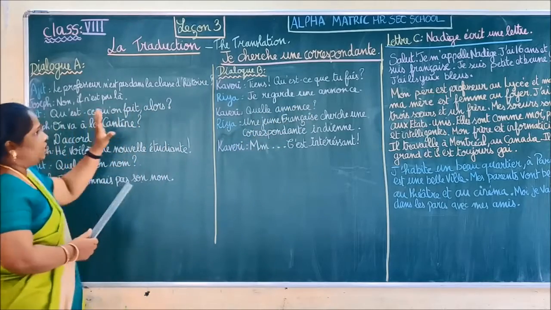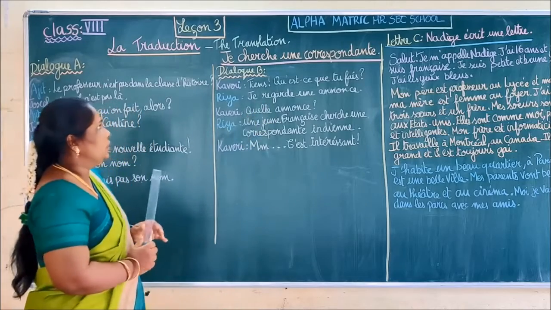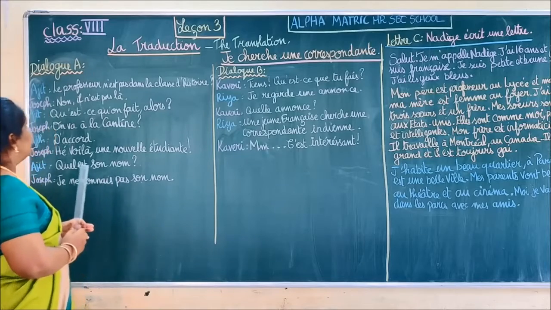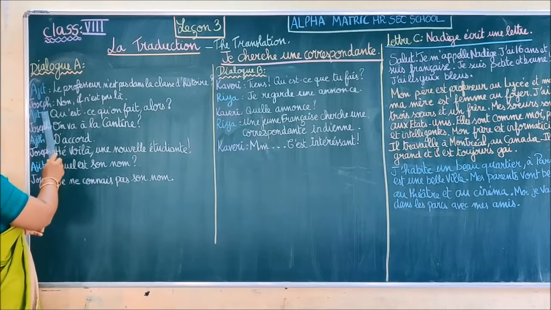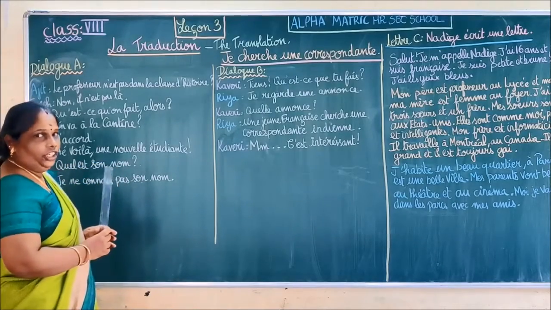So you have 3 dialogues. First we have 2 dialogues and 1 letter. Okay? So now we are going to see the conversation of the dialogue. Dialogue A, Ajit and Joseph. I am going to read line by line and explain in English.